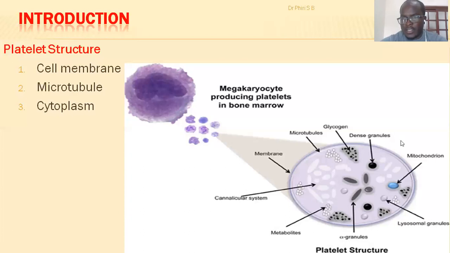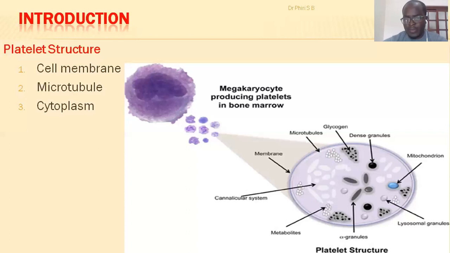And then you have different types of granules. You have the dense granules and the alpha granules. The dense granules are the ones that will contain chemicals like ADP. They can also contain serotonin. They can also contain other chemicals that we'll be discussing. And then you also have the alpha granules. The alpha granules are the ones that will contain proteins, and mainly these are protein factors and also enzymes.